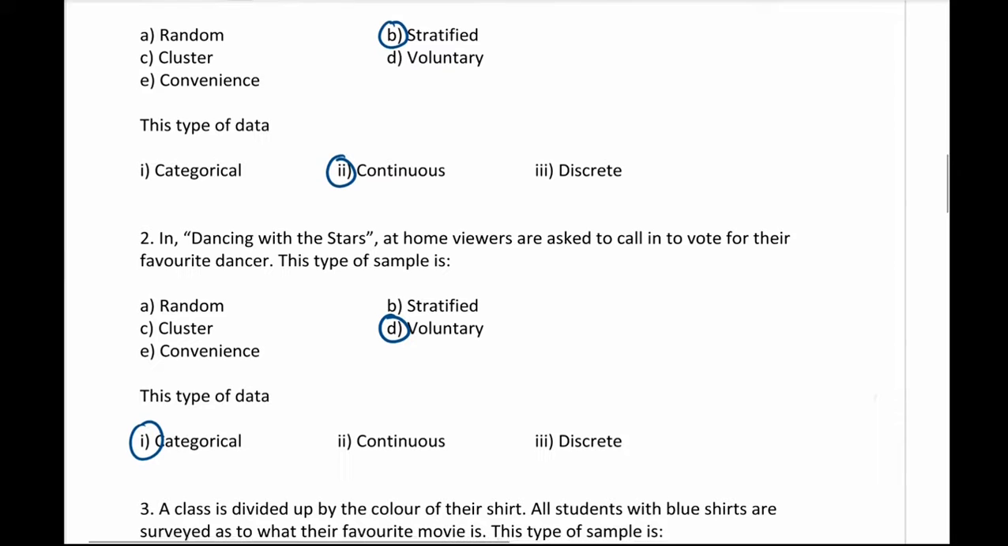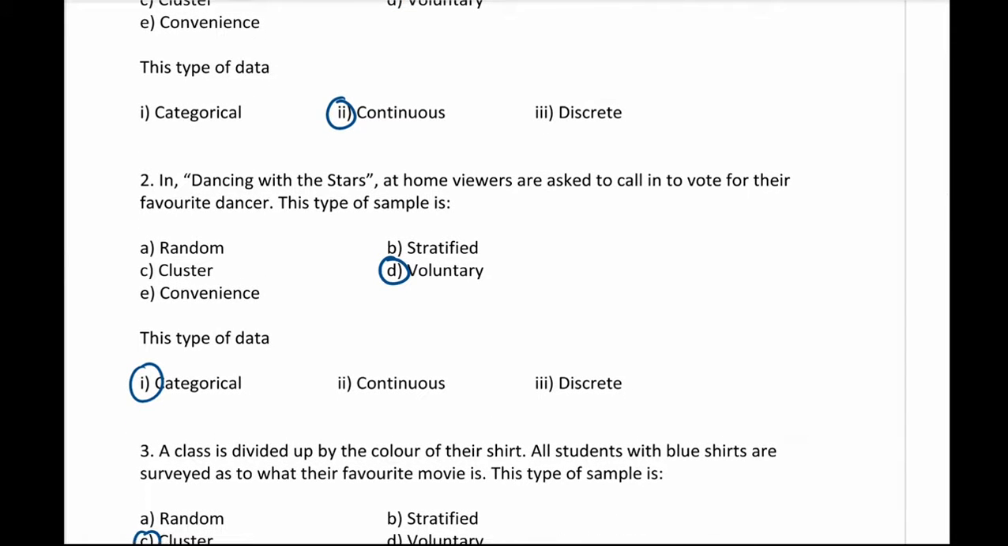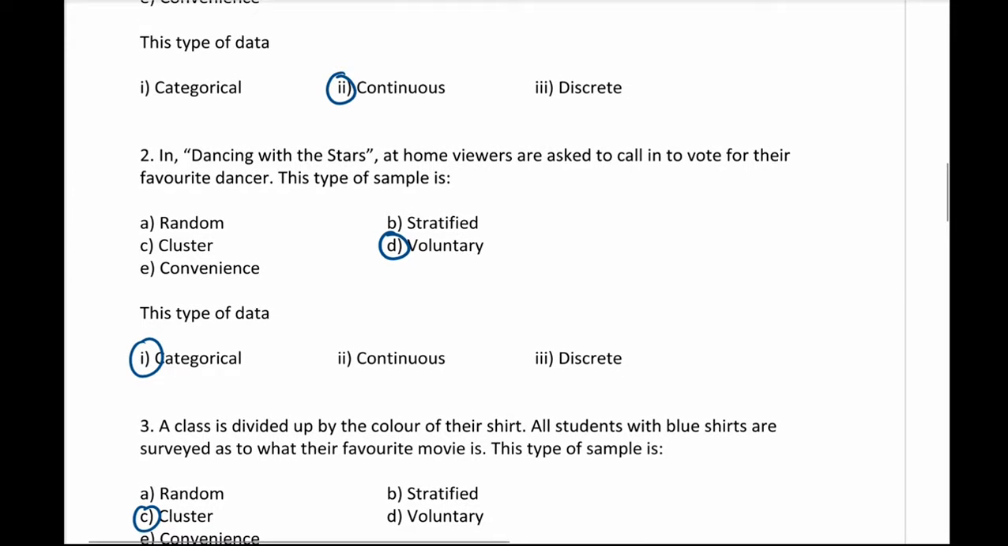Number 2, in Dancing with the Stars, at home, viewers are asked to call in to vote for their favorite dancer. So this is an example of voluntary sampling because they're not forcing you to submit an answer. And it is categorical because what data you're collecting is a type, or basically a category. So you're looking at individuals. So how many people vote for dancer number 1 and so on. You're not collecting any number values.